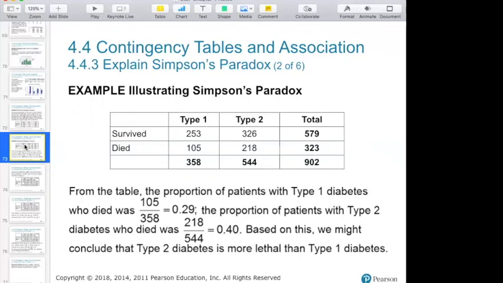Looking at the proportion of patients with type 2 diabetes who died, we're looking at just type 2, so just that 544 column, there were 218. So if we find that ratio, if we find that percentage, it's going to be 40% or 0.4. So based on this, we're thinking, well, maybe type 2 is more lethal than type 1.